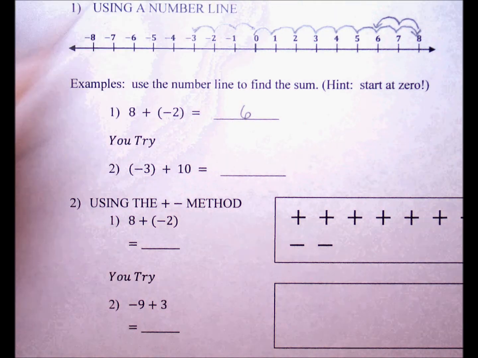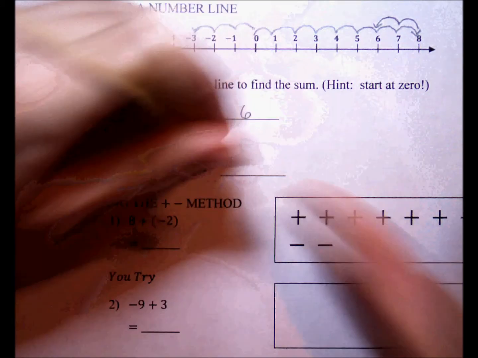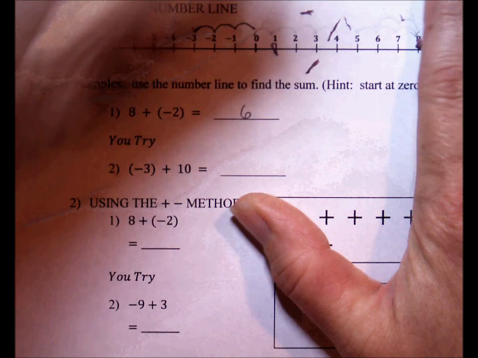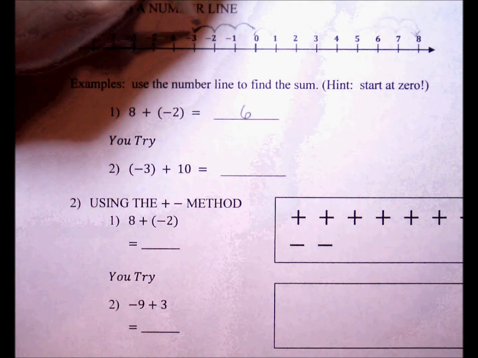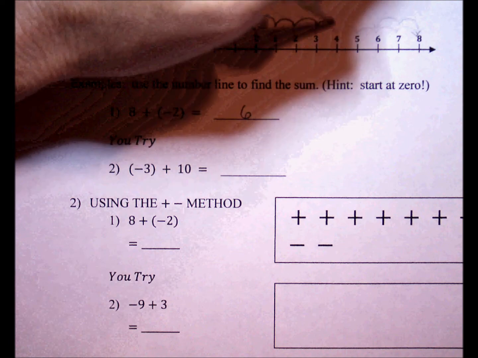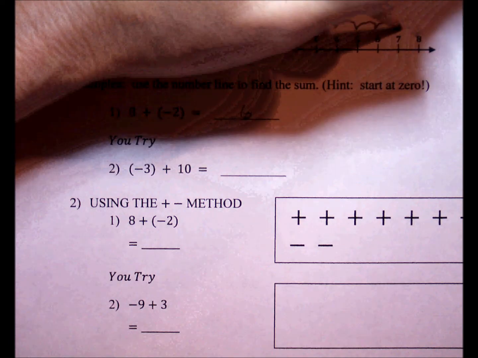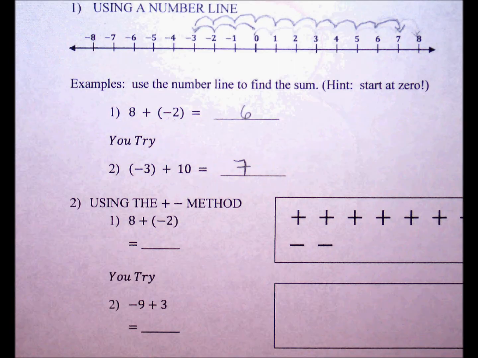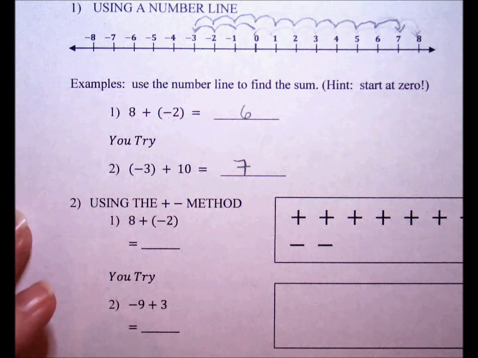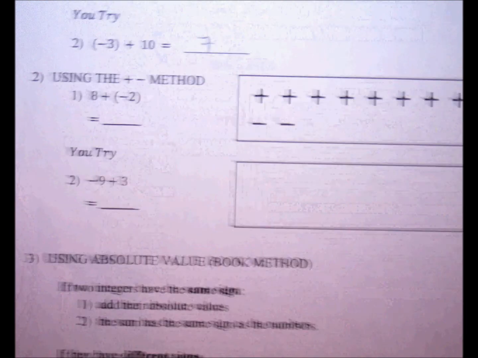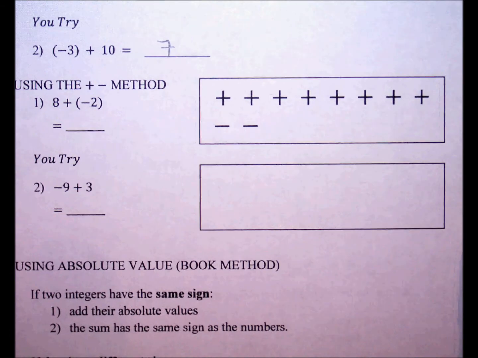Okay, the answer for the Try: you're going to start at 0 and go negative 3, 3 to the left. Then you're going to count 10 to the right. Excuse me while I just erase this. Thank you. 1, 2, 3, 4, 5, 6, 7, 8, 9, 10. That puts us at positive 7. See how that works? It's a very useful method.